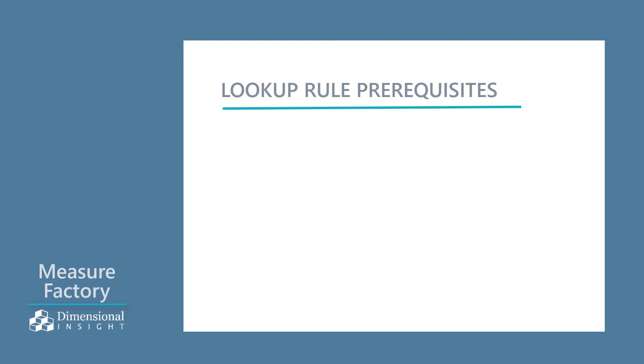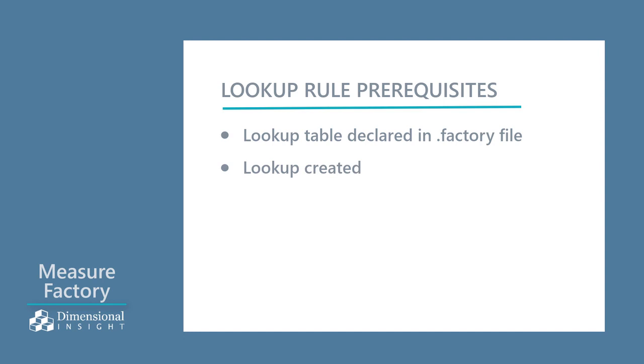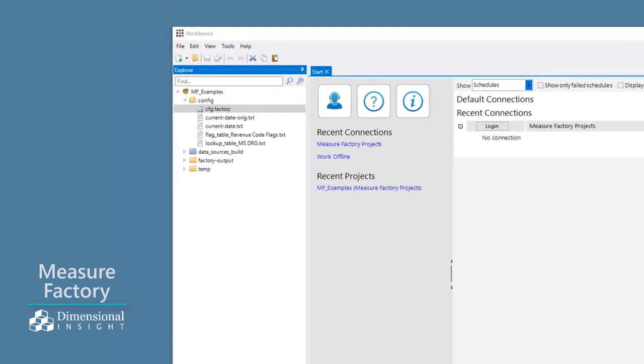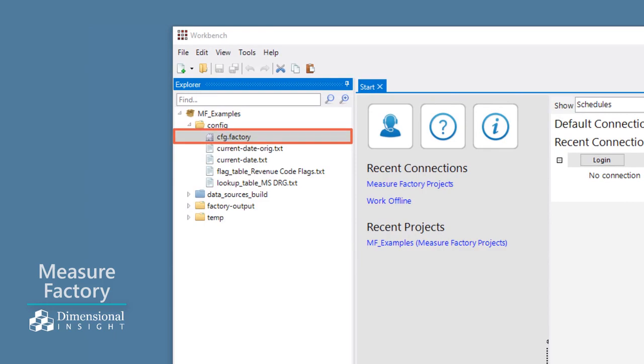Before you can create a lookup rule, you must declare the lookup table in your factory file and create a lookup for the lookup table. In this demonstration, we've already declared the lookup table and created the lookup. We haven't created the lookup rule yet, however, so let's do that now. We'll begin by double-clicking our factory file name, cfg.factory, to open the file.